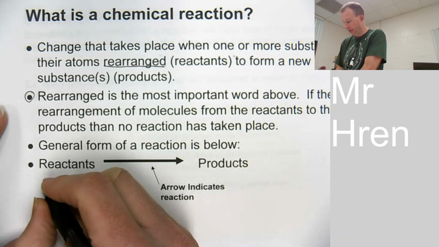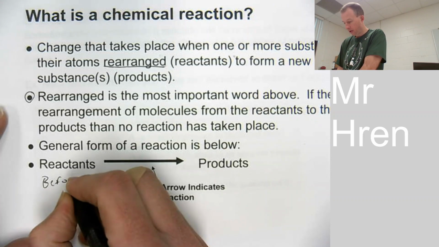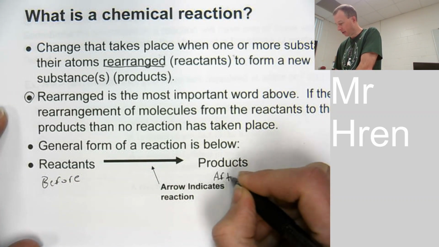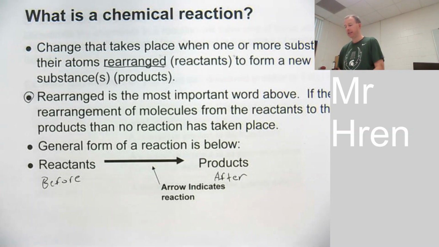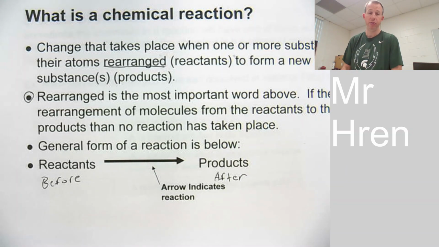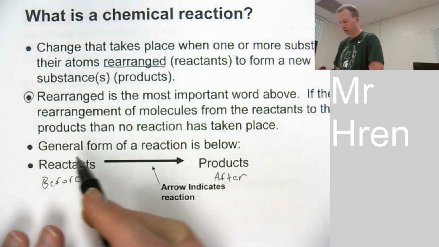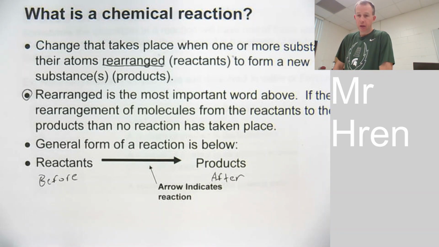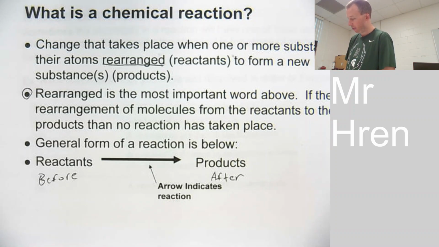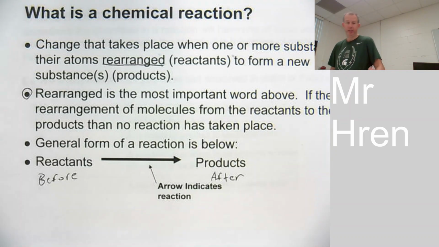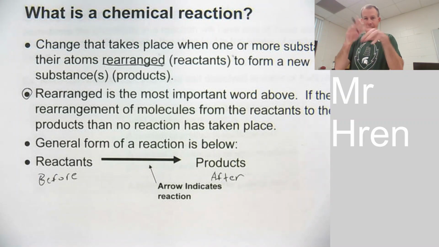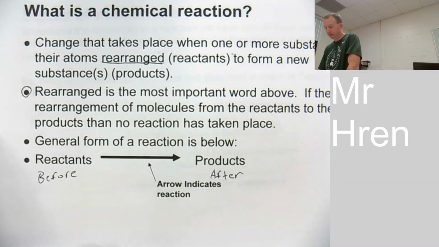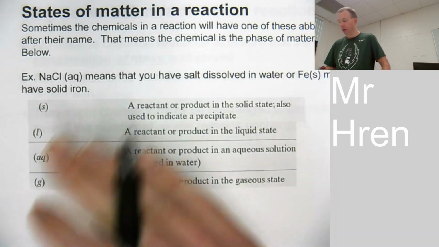So think about this. This is kind of like the before of a reaction. This is kind of like the after, the products. And it makes sense. The reactants are what react. The products are what are produced. Generally, it goes reactants on the left, products on the right. That's a pretty standard format. And then this arrow usually indicates a reaction takes place. Just the arrow indicates the reaction happening. So that's the basic form of a reaction. All right, that is the basic idea here.